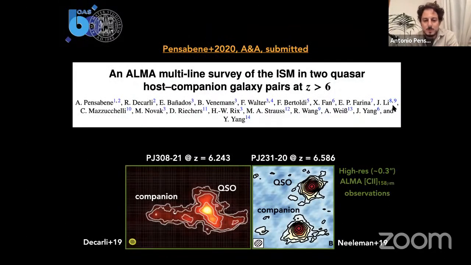This work is focused on two systems that I show you at the bottom of this slide. The systems are composed of a quasar and nearby companion galaxies in the proximity. The systems are PJ308-21, redshift 6.2 roughly, and PJ231-20, redshift 6.5. Here you can see recent ALMA high resolution [CII] observations, in which you can clearly distinguish the emission from the quasar and the emission from the companion galaxy.